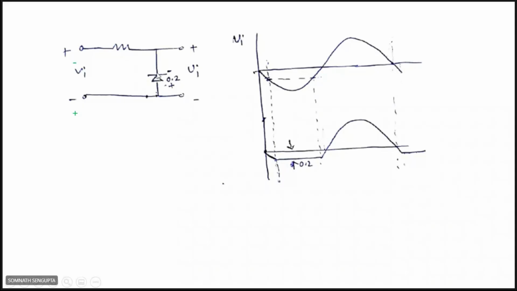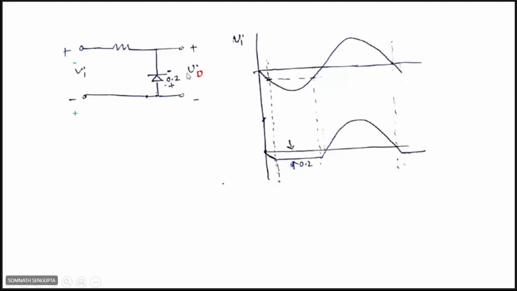Okay, and when it is on, this is VO. Sorry, this is actually the output voltage V. So when it is on, that time we get output voltage VO equal to the diode voltage drop. If it is 0.2, then 0.2 volt, but negative.